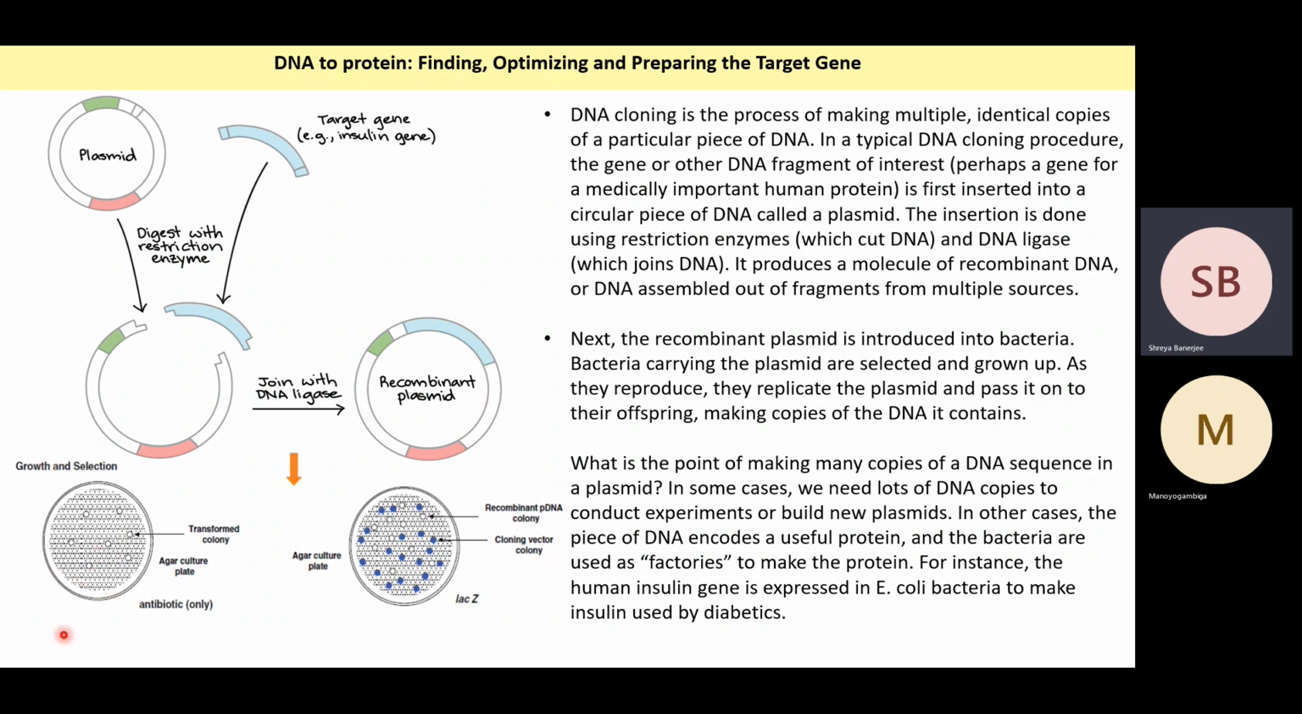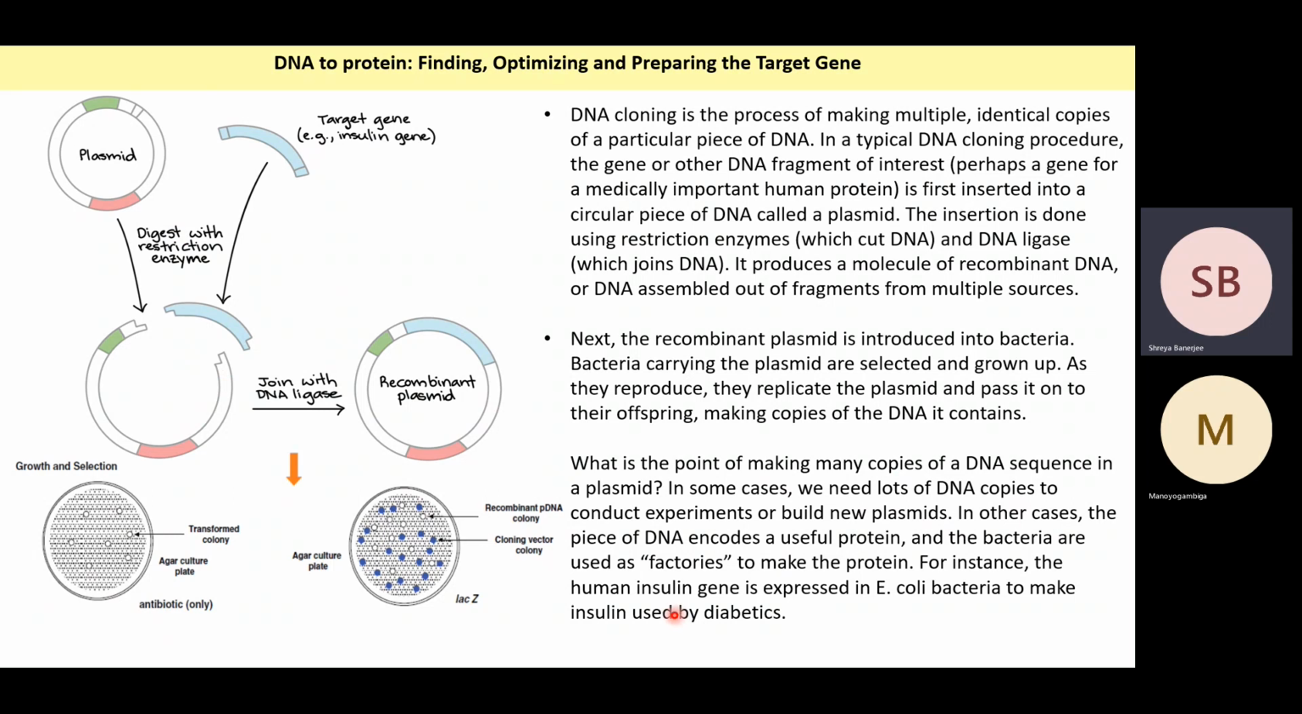So you have managed to get a colony of plasmids which have only your gene of interest. But what is the point of making many copies of this DNA sequence in a plasmid? In some cases, we need lots of the DNA copies to conduct experiments or build new plasmids. In other cases, like this insulin gene here, the piece of DNA encodes a useful protein, and the bacteria can be used as factories to make this protein.